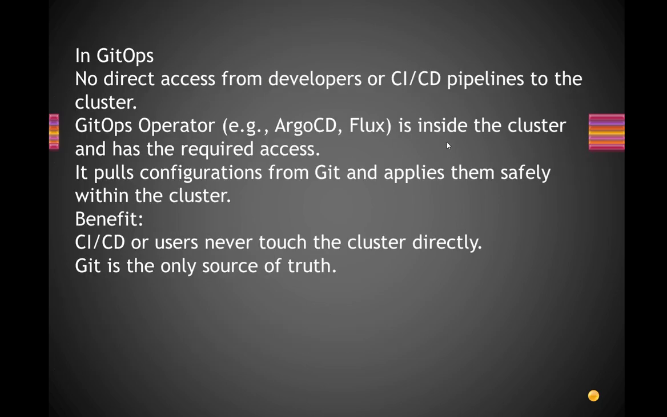In GitOps, there is no direct access from the developer or CI/CD pipeline to the cluster, which is more secure and auditable. A GitOps operator like Argo CD or Flux is inside the cluster and has the required access. It pulls configuration from Git and applies it safely within the cluster. Benefits: CI/CD or users never touch the cluster directly. Git is the only source of truth.